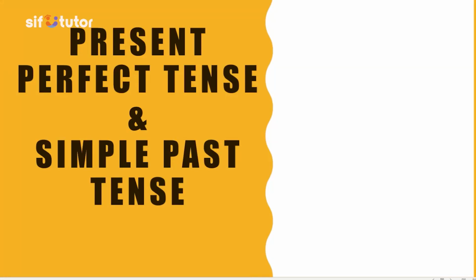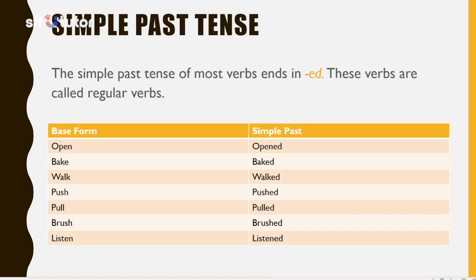So, present perfect tense and the simple past tense. The simple past tense, as the name denotes, we can tell that it's in the past, which means that we use simple past tense when we're talking about something that has started and ended in the past.